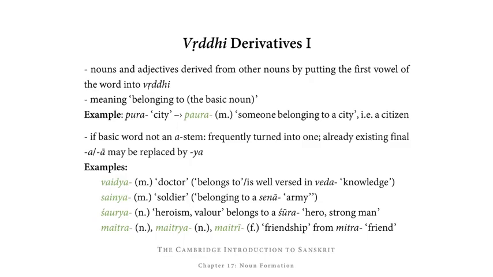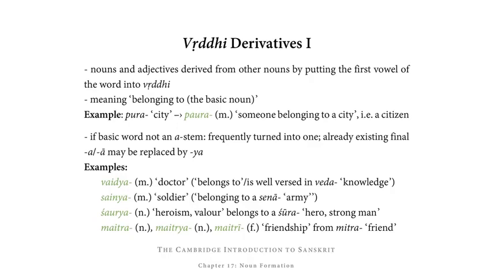On the basis of sena, we get sainya, where again the first vowel is put into vriddhi, so from e we get ai, and the final a is again replaced by ya, and so someone who belongs to a sena, to an army, would be a soldier.